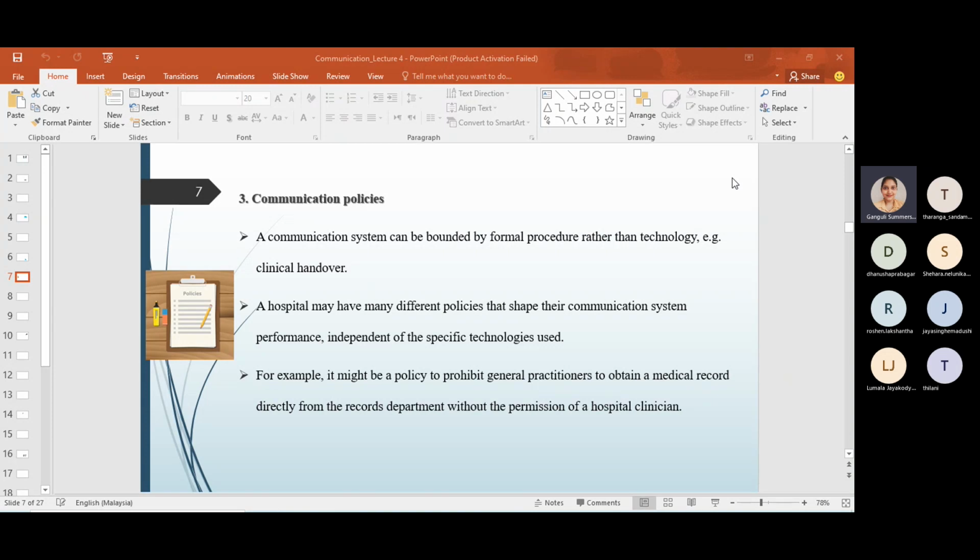General practitioners are not allowed to access the medical records at any time like clinicians. They don't have the permission for that. So in most hospitals, we have a policy to prohibit general practitioners from obtaining medical records from the records department without the permission of a hospital clinician. If a general practitioner needs to refer to a certain medical record of a certain patient, then first of all, they should get the permission from the hospital clinician. Then only can they go to the records department and access it. Otherwise they can't obtain medical records anytime, any day, like hospital clinicians do. So this is a policy that we have at a hospital.